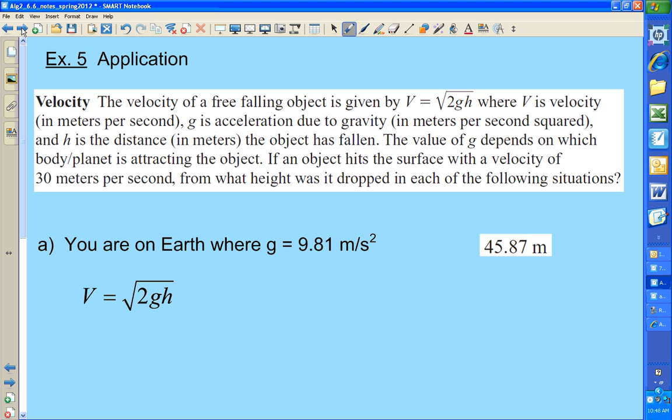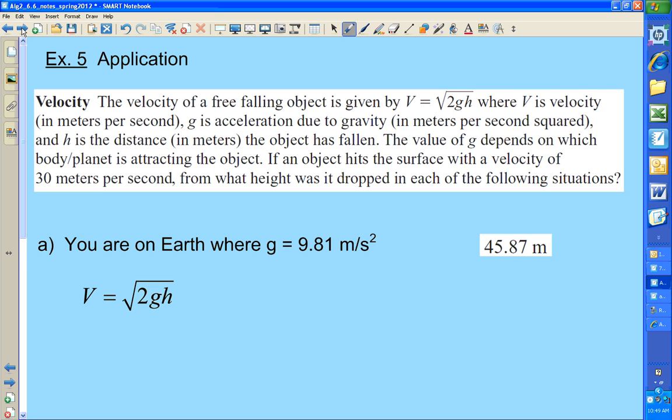So the gravity depends where you are. Here on Earth, gravity is 9.81 meters per second squared. On the Moon, it's much smaller. On Mars, it's in between the Moon and the Earth. So here's your formula. Velocity equals root 2gh.